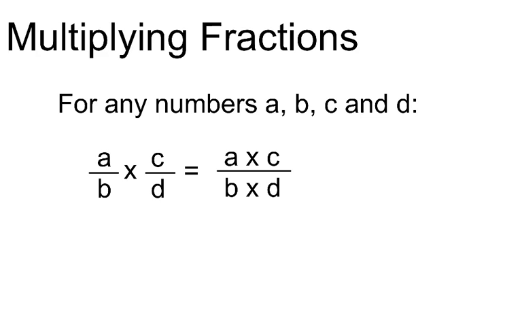For any numbers A, B, C, and D, A over B times C over D equals A times C over B times D. In other words, when you're multiplying fractions, unlike when you're adding and subtracting, you just multiply across and multiply the bottoms. In previous activities, we've built models to show why the answers are what they are and how they work. So if you want, you can go back to those and review other ways of multiplying fractions. But today, again, we're going to work numerically.